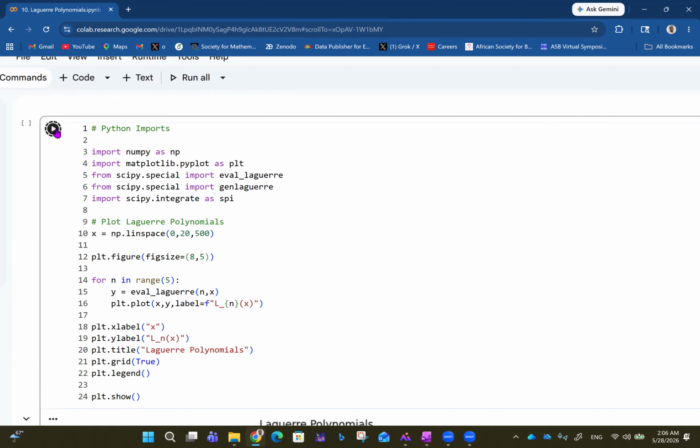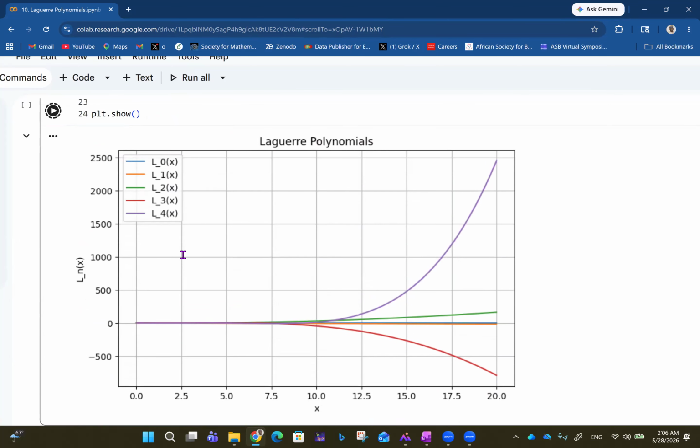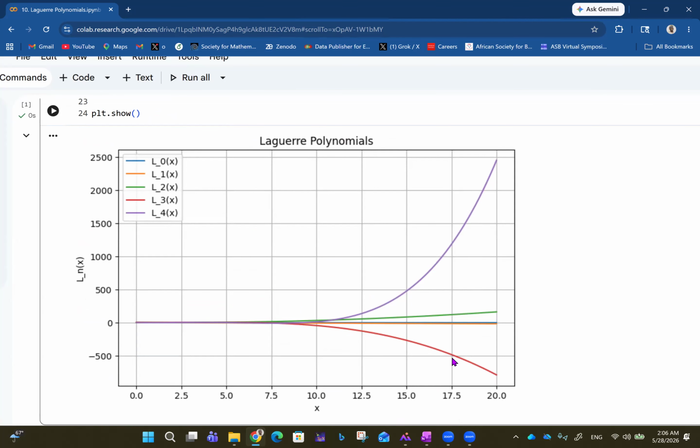So plot all of that, and we see something like this. Blue is L0 of x, that's somewhere on the line. And then you have L1 of x, which is the orange one, which is also still around the line. Then, of course, you can see the gap is wide, so it may be useful to see the log. L2 of x is green. Then L3 of x is the red one, and L4 of x is this other one.